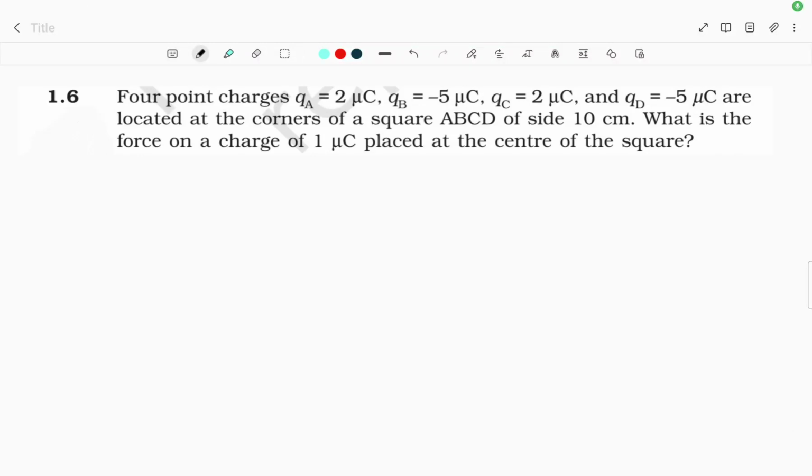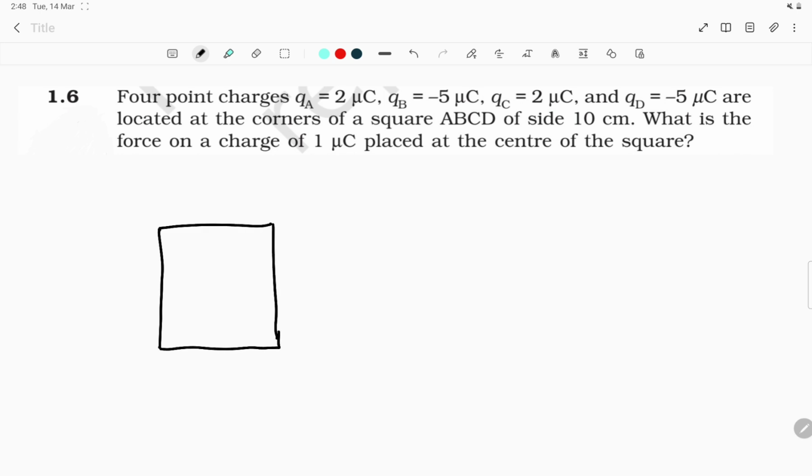Solve the sixth question from NCERT exercise class 12 physics. So four point charges QA, QB, QC and QD are located at the corners of a square ABCD of side 10 centimeter. So first of all, let me draw a square.